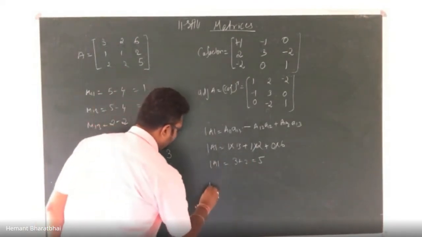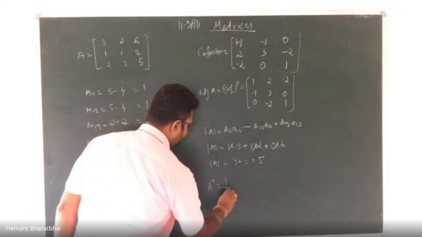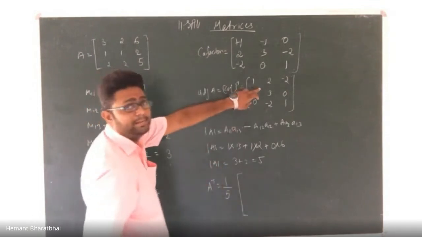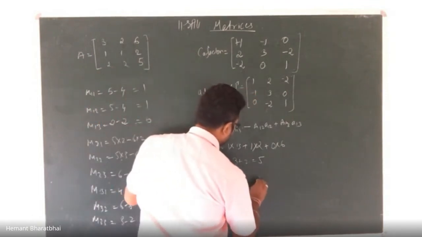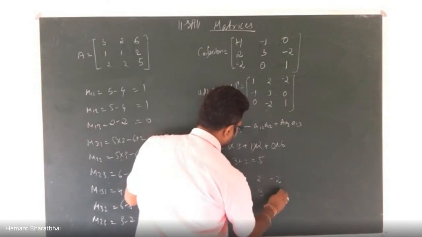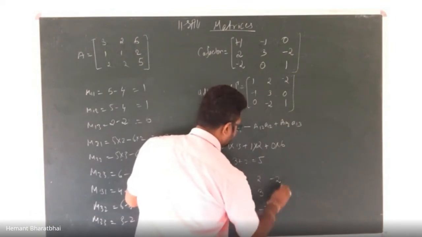So I'll get inverse of matrix A is equal to 1 upon determinant of A, that is 1 upon 5, into adjoint of A, which is nothing but 1, 2, minus 2, minus 1, 3, 0, 0, minus 2, 1.